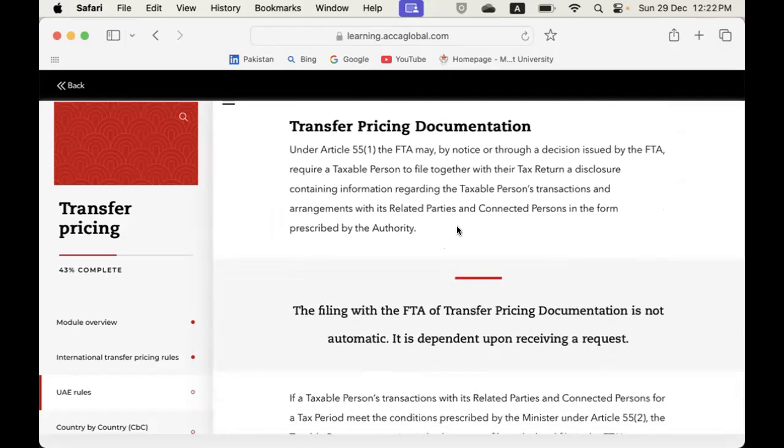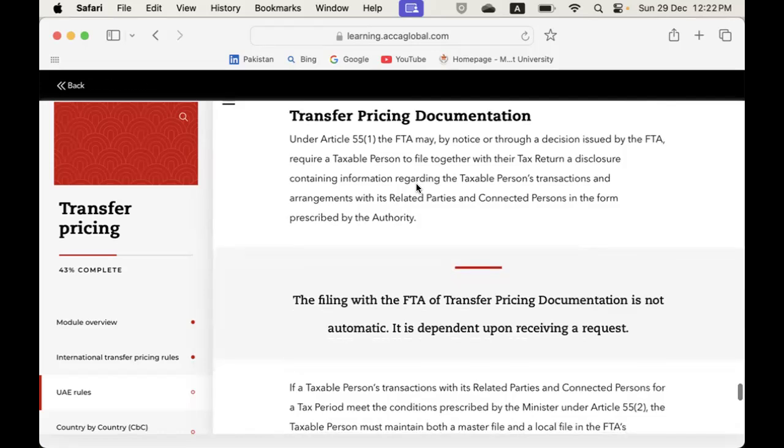Transfer pricing documentation. Under Article 55, which is the article for transfer pricing documentation, can you guys remember that the mention of Article 34 and Article 55 has been included in the 5 conditions of a particular article which addresses a special regime? What is that article of the decree law? What is that regime of the decree law? Qualifying free zone. Very good, very good. So qualifying free zone person.